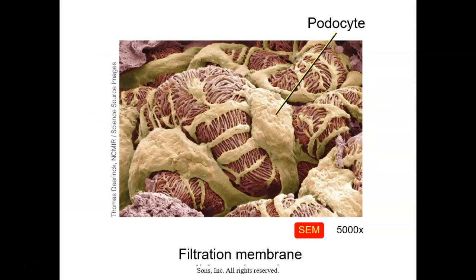So here's just an up close and personal, scanning scope, 5,000 magnification, so pretty significant. But you can see these little fingers which come down here. Again, these are the pedicels, the fingers of the podocyte, which all come down. Kind of act like strainers. If it doesn't fit between this, it's not getting out.